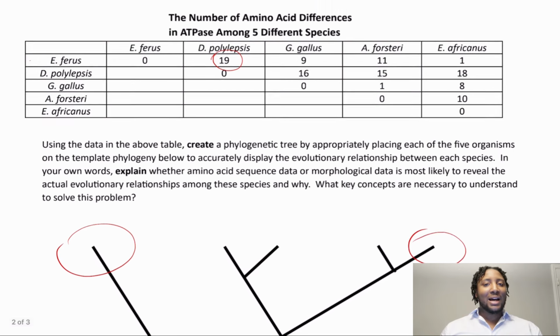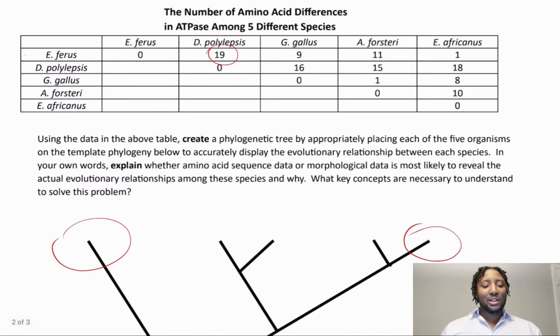So what will be in the outgroup? This is the most distant species. What we can do is compare E. ferris to D. polylepsis. We already said these guys are way too different. Now we're trying to see who steals the cake for being the most different. And what we can do is look at E. ferris right across and tally up the amount of amino acid differences compared to D. polylepsis here.